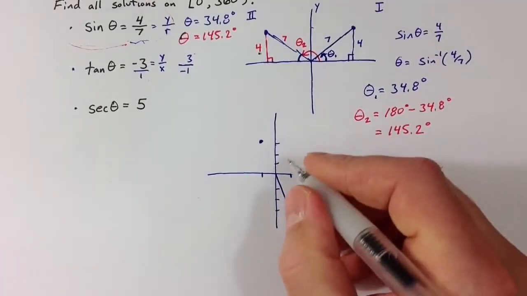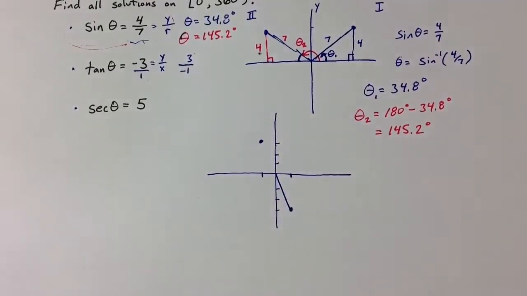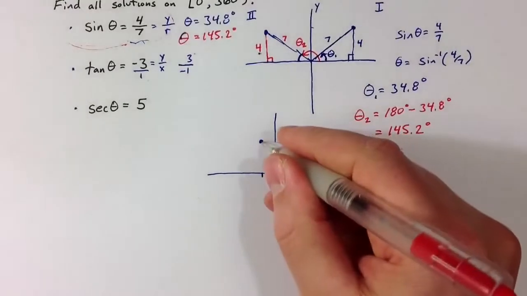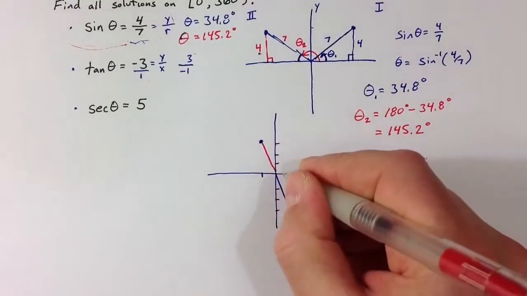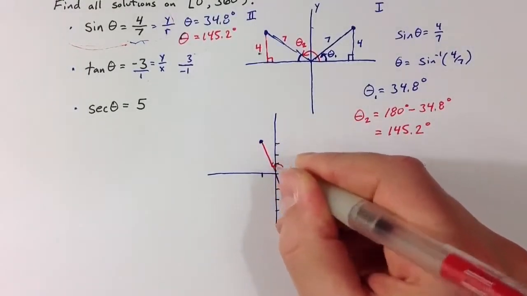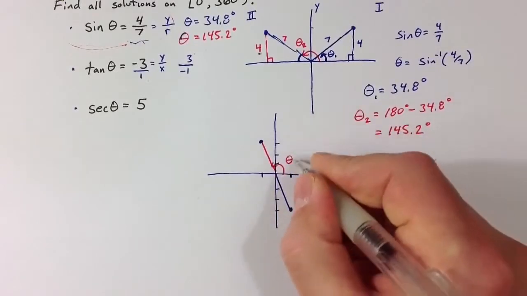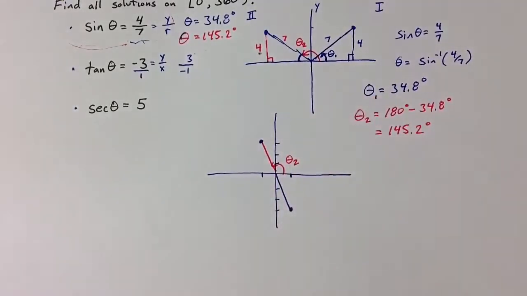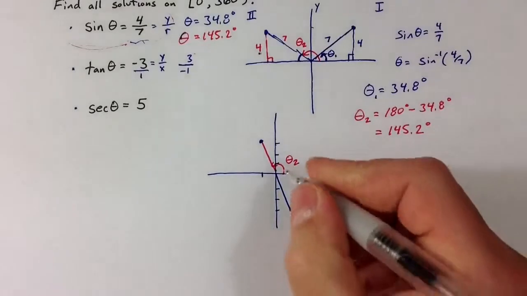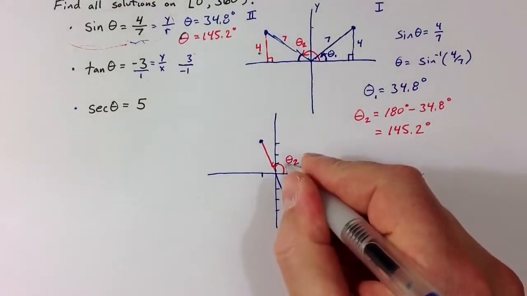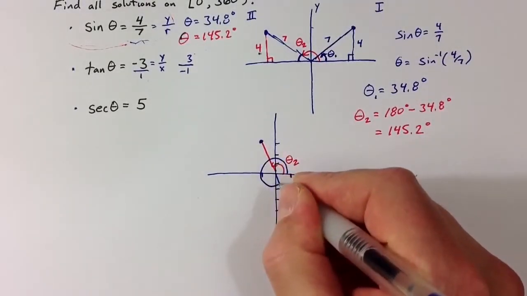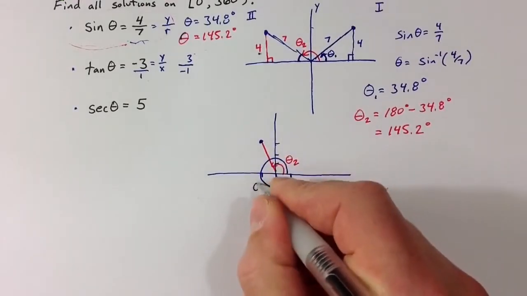And likewise, I can think of them as theta 1 and theta 2. So one angle is going to be this angle. I can call that theta 2, I guess, to keep my colors consistent. And the other solution, because I want 0 to 360, it's going to be this angle. And I can call that theta 1.